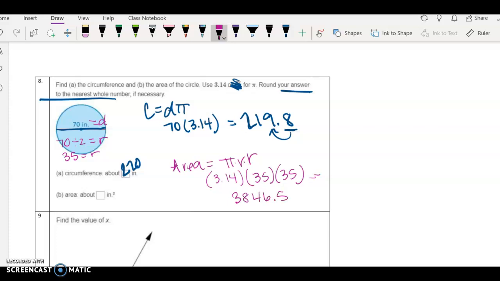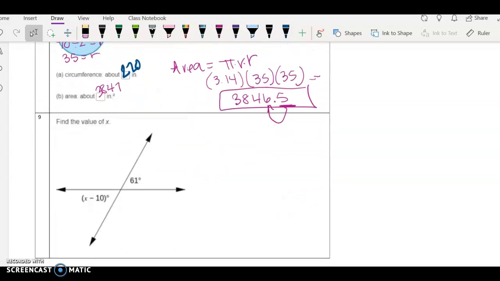3,846.5. This 5 is bigger than a 4. Remember, 5 and up, we round up. So that makes this 6 turn to a 7. So we have 3,847. If you put either of these in as your answer on the test, I will go back and count them correct.